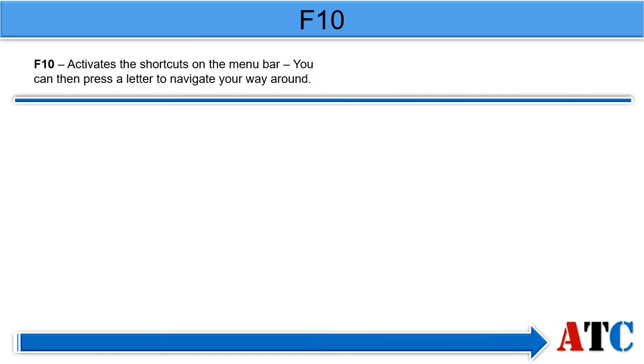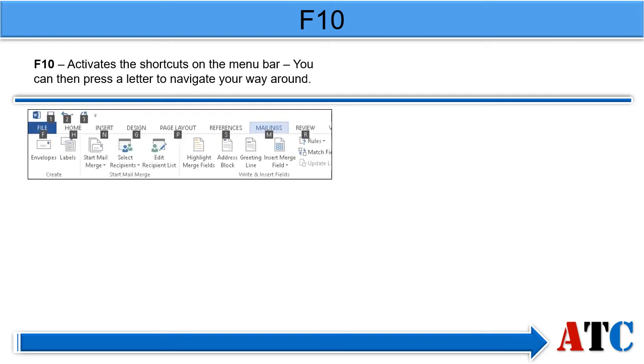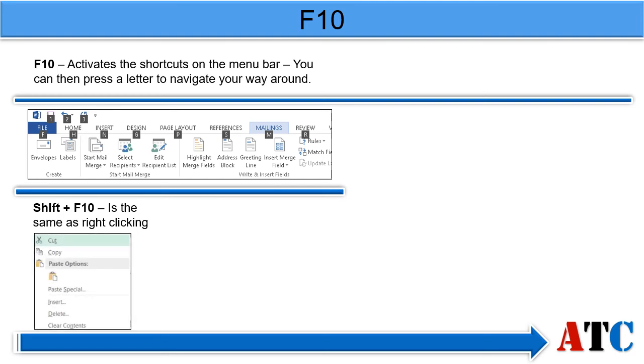Pressing F10 while in a Microsoft program will activate the shortcuts on the menu bar. You can then press any letter to navigate your way around without using the mouse. Pressing the Shift key plus F10 is the same as right-clicking.